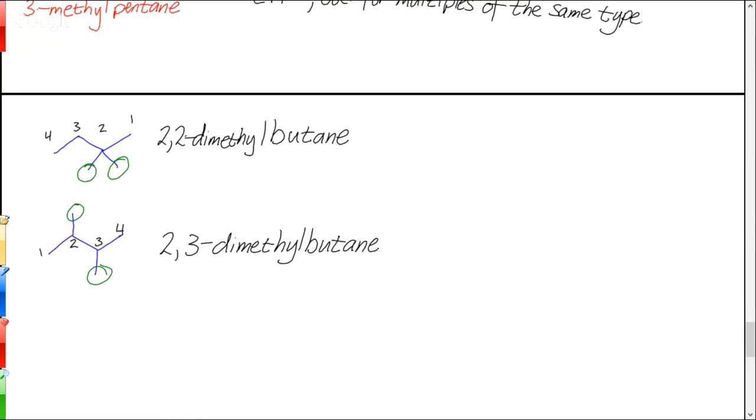So did you write the name for that? Oh, I didn't want to confuse anybody, but I will give you that one. 4-isopropyl heptane.